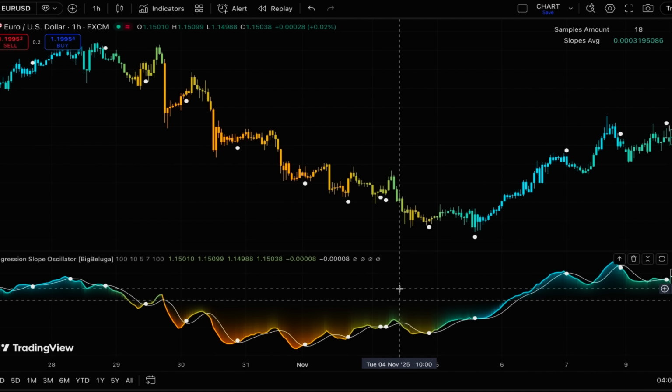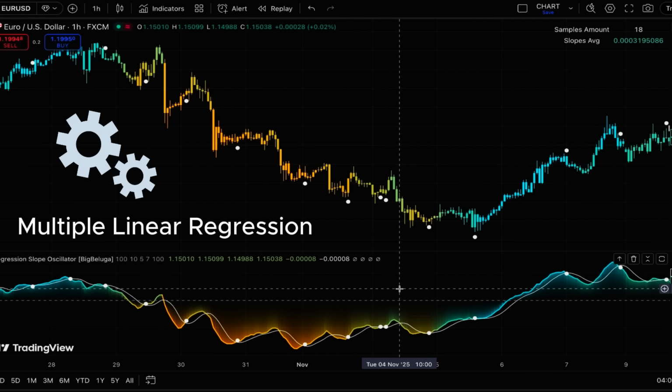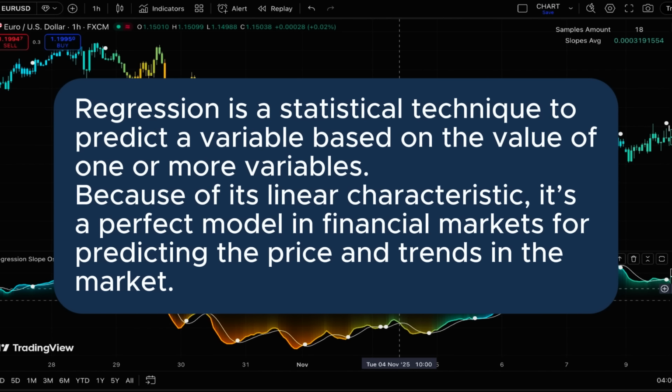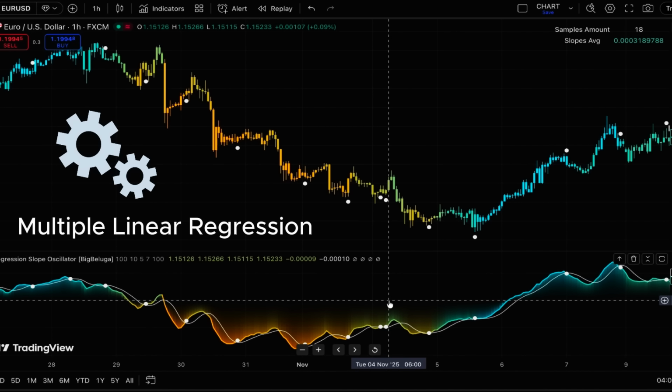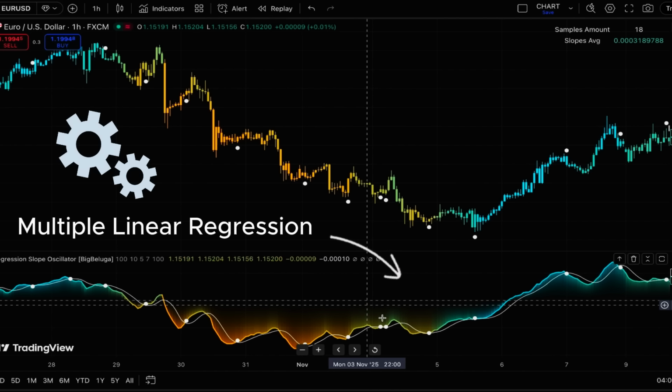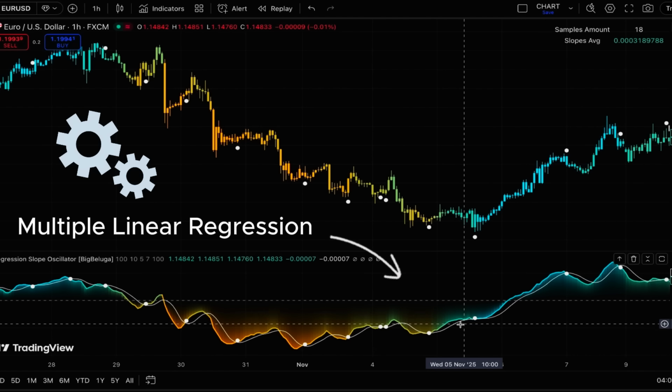As I said, this indicator is built based on multiple linear regression. In case you don't know, linear regression is a statistical technique to predict a variable based on the value of one or more variables. And because of its linear characteristic, it's a perfect model in financial markets for predicting the price and trends in the market. This indicator uses multiple linear regression over different look-back periods and then averages them into a single oscillator line that is represented here below the chart.